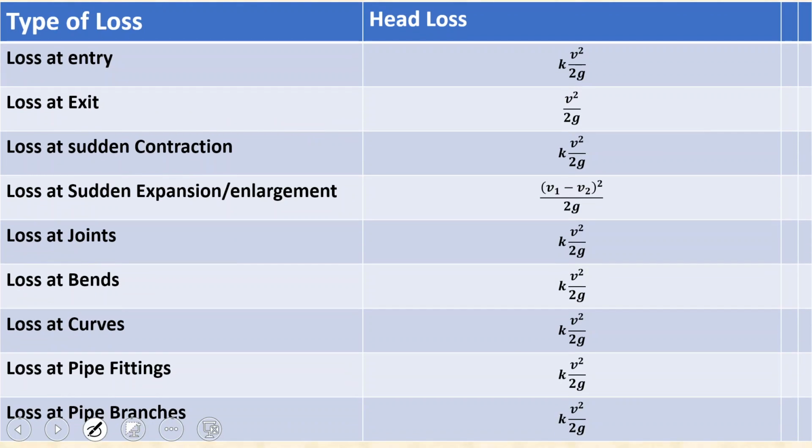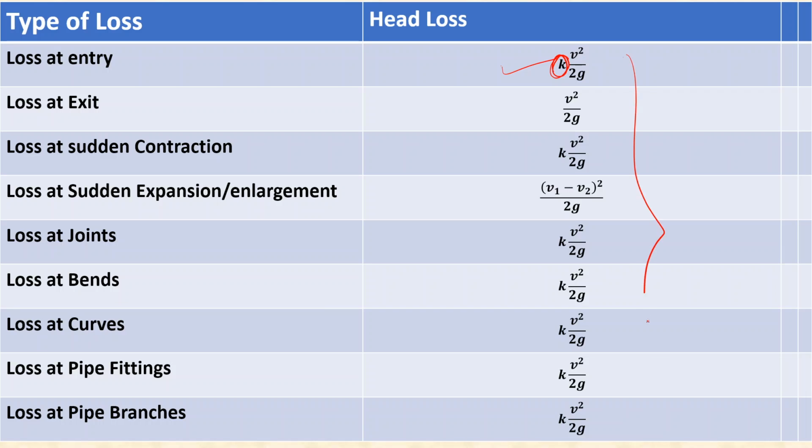Now, to find out the minor losses, we'll use these kinds of formulas where, for example, you can see loss at entry is given by k into v square by 2g. That means it's expressed as some function of the velocity head, multiplied by some coefficient k, and the value of this coefficient k will depend on different types of losses.